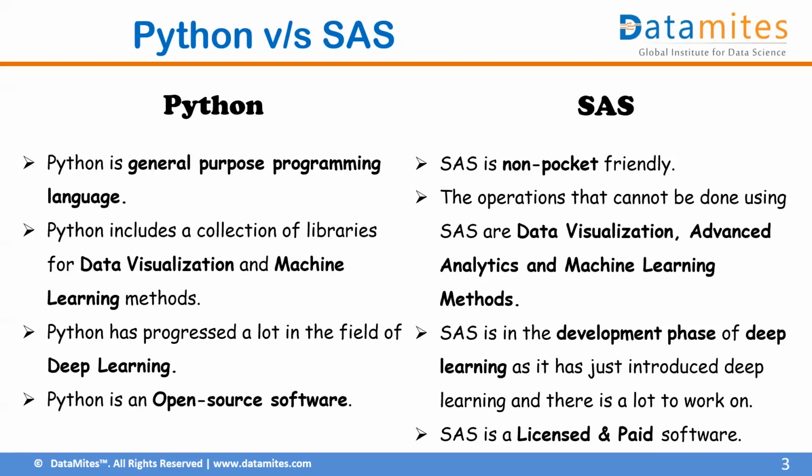Python includes a collection of libraries for data visualization and machine learning methods. We all know that. For data visualization, we use matplotlib, seaborn, plotly, cufflinks, and we visualize the data using those libraries in Python. But the drawback in case of SAS is that it is quite difficult. We cannot really visualize the data, and we cannot do some of the computation related to machine learning methods and some advanced analytics. These operations cannot be performed using SAS.